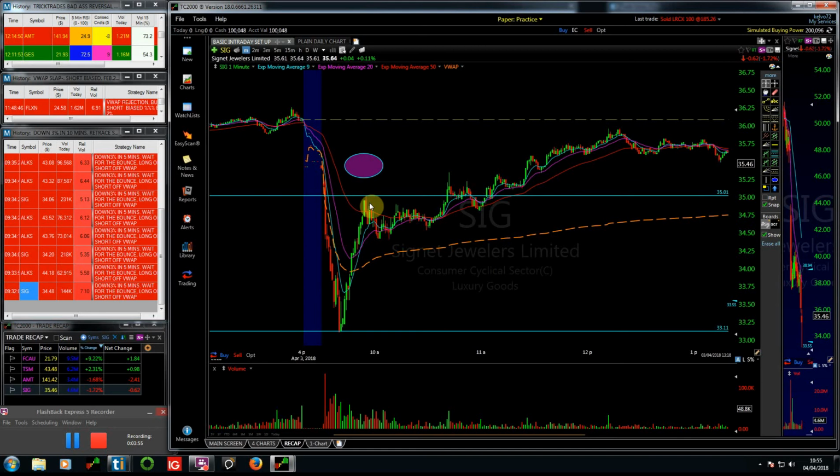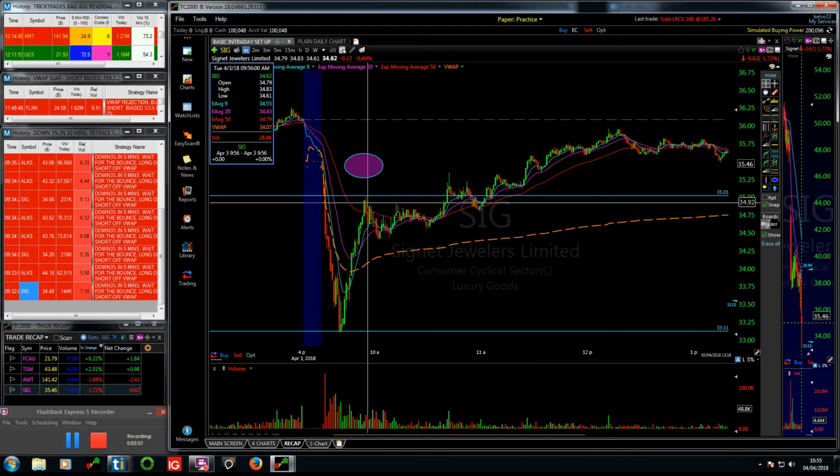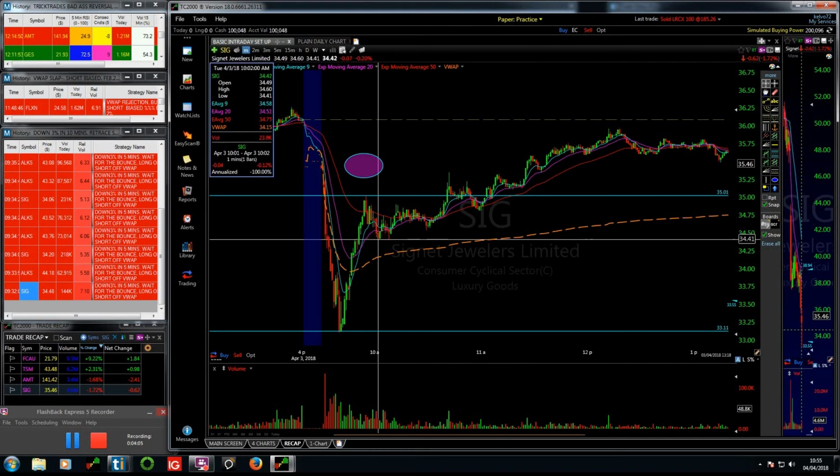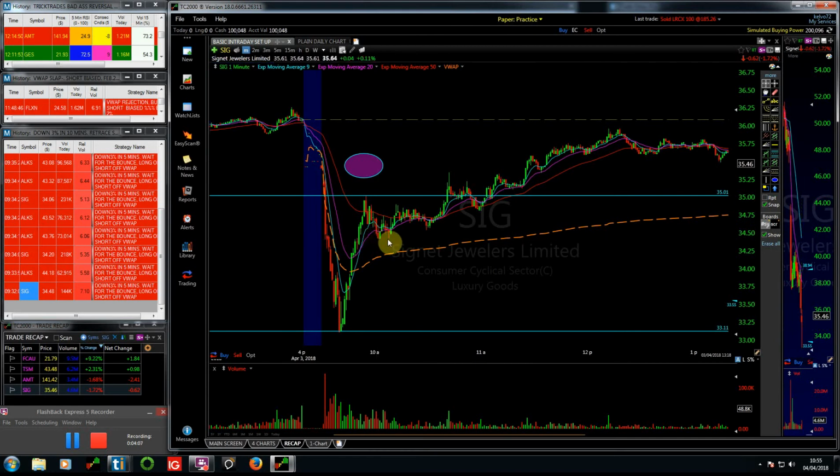Anyway, so I got filled 34.86, 87. It dropped back here. We got down to 34.40, so it was looking okay at that point. I didn't take any shares off. I was really looking for it to at least tag the VWAP before I took off half my shares.